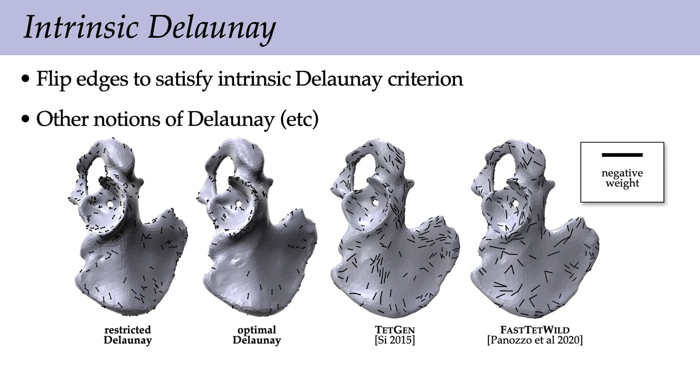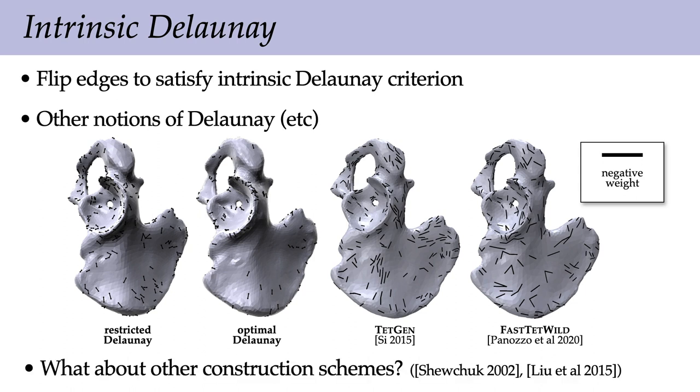The most basic intrinsic retriangulation scheme that we've already heard about is Delaunay flipping, where we use edge flips to find a triangulation which satisfies the intrinsic Delaunay criterion. Now, we mentioned earlier that there are a lot of other similar-sounding notions of Delaunay that get used in the context of surface meshes, but the important fact is that none of these carry over the properties of planar triangulations to surface meshes. What we see here is that all of these notions fail to give the non-negative cotangent weights that we want to have in the Laplace matrix.